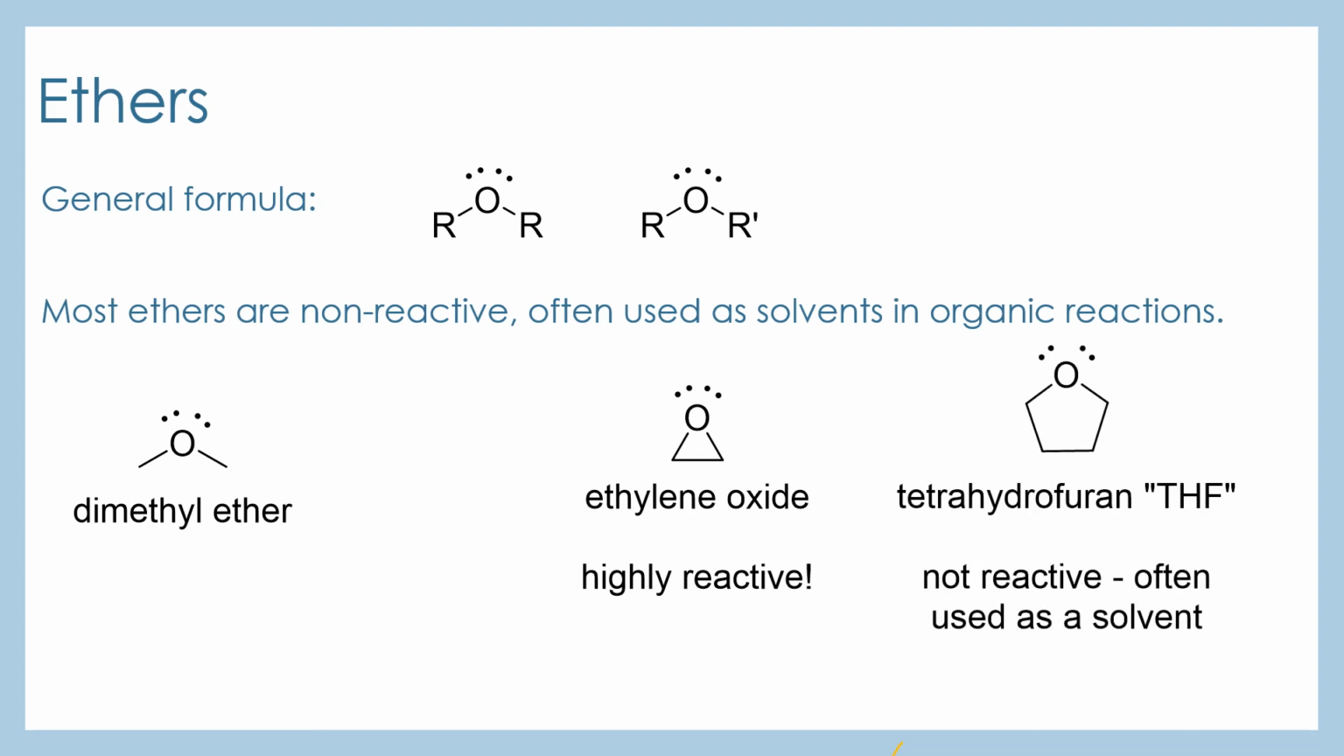There's also tetrahydrofuran, which is shorthanded as THF. This is also a cyclic ether, but since it is a 5-membered ring, and by 5-membered, I just mean that there are 5 things in the ring, right? So it's a pentagon shape. It's not reactive at all. It's very often used as a solvent, and so you'll see THF very frequently in this class.